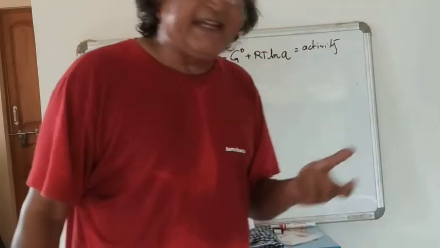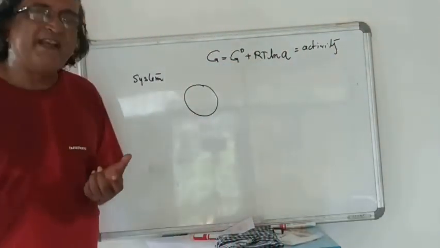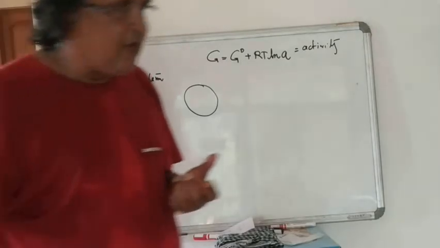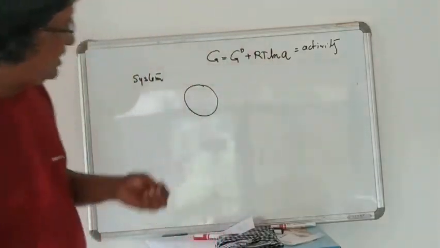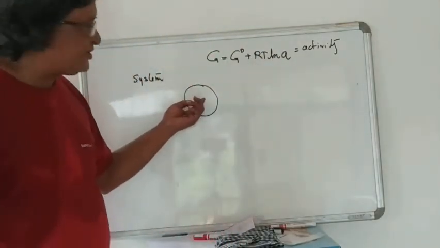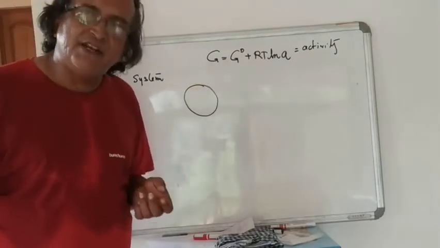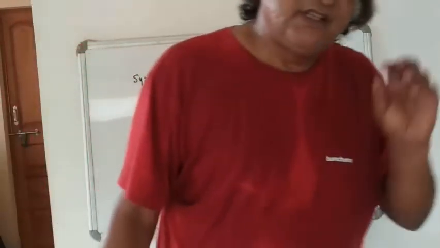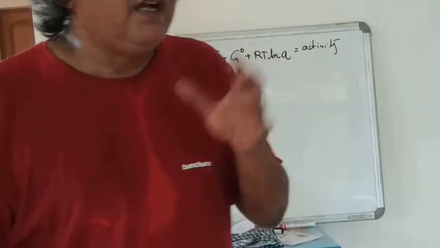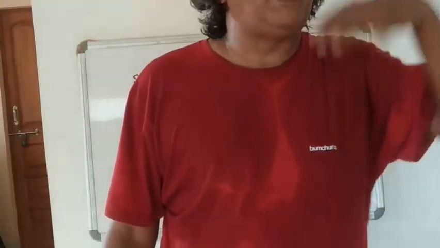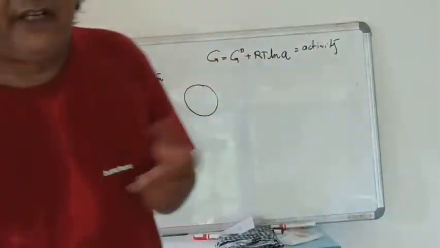There are three types of system, as you know. One is called an isolated system. An isolated system is where the system does not exchange mass or energy with the surroundings. That's an isolated system. This is a very idealized system. It doesn't work that way.